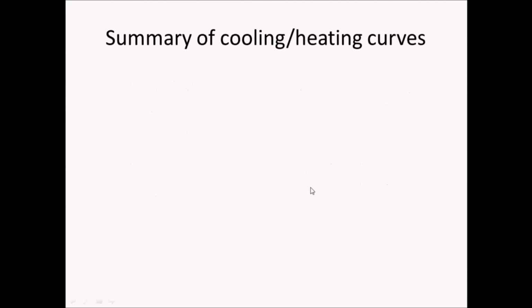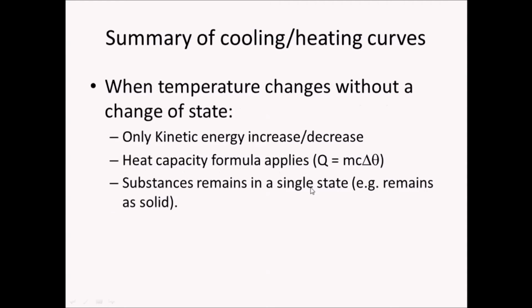Now the second thing that you need to take away is this: when temperature changes without a change in state, which is the rising and the falling part of the curve, only kinetic energy increases or decreases. The heat capacity formula applies, and the substance remains as a single state substance. For example, solid ice is heating up, liquid is heating up, or liquid is cooling down. This is a single state condition. So these are the three key pieces of information. They are always linked to each other at these states.